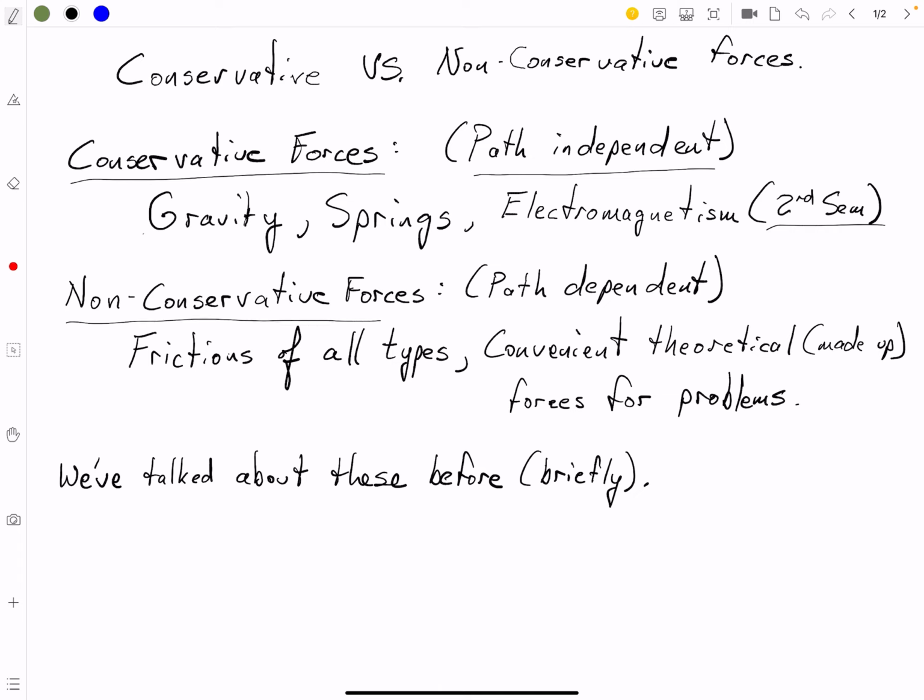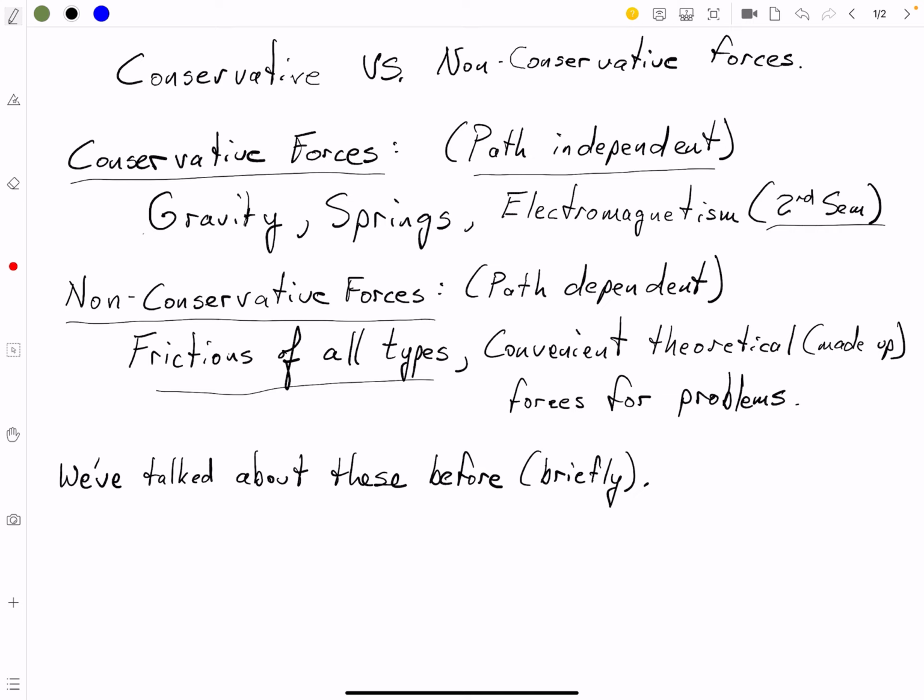We've got non-conservative forces, frictions of all kinds, whatever the friction might happen to be, drag, however you want to think about it. Those are all non-conservative. Convenient, theoretical, made-up forces for problems sometimes are conservative, rarely. Depends on how they're done. However, we make these problems up so that we can look at the differences between conservative and non-conservative forces.